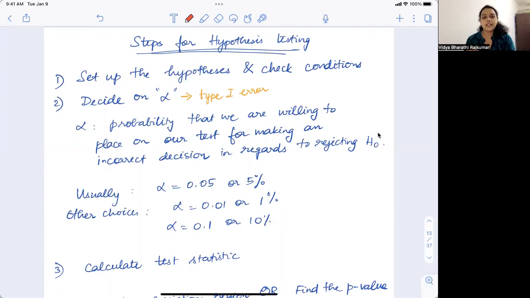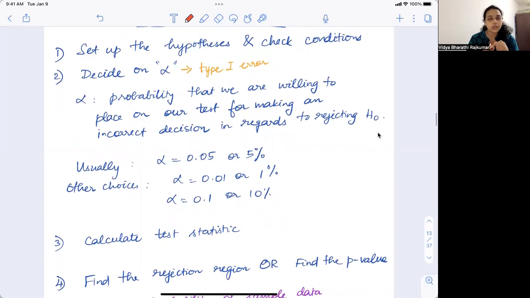Hello everybody. In this video, we'll learn the steps involved in hypothesis testing. If you haven't already seen it, please check out the video on the graphical intuition behind hypothesis testing, and then you'll be able to follow these steps very easily. The first step is to set up the hypotheses, the null and the alternative, and check conditions, particularly to check whether we could use the central limit theorem to get the sampling distribution of x bar.